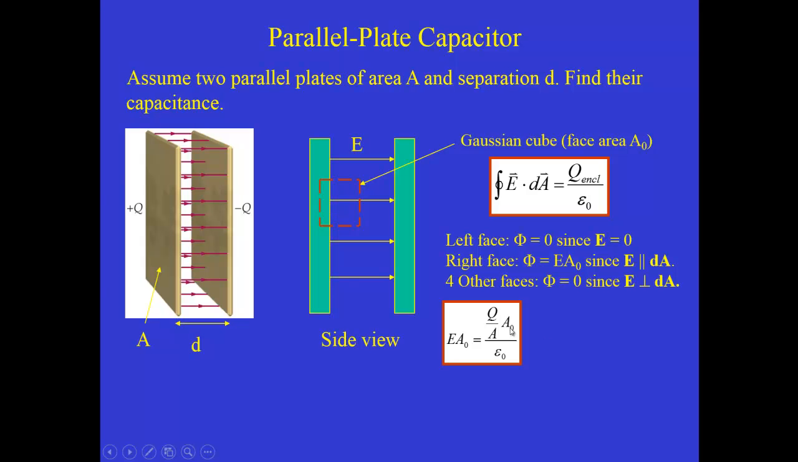So Q over A times A0 divided by epsilon 0, and when the smoke clears from this, we find an expression: E is Q over A times epsilon 0. So that's the first step.